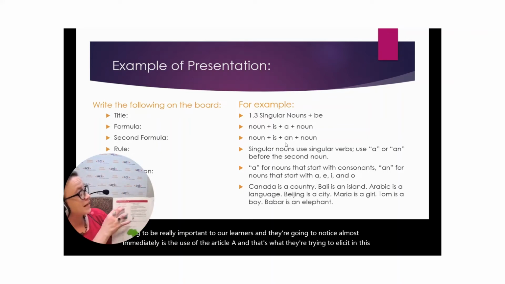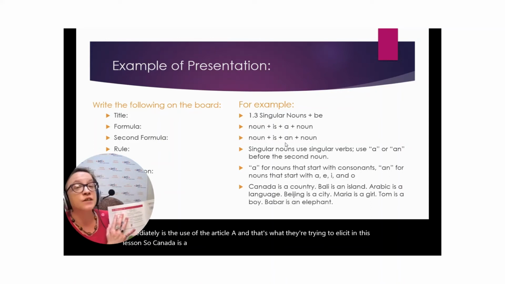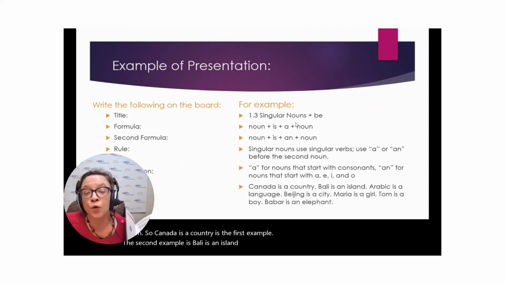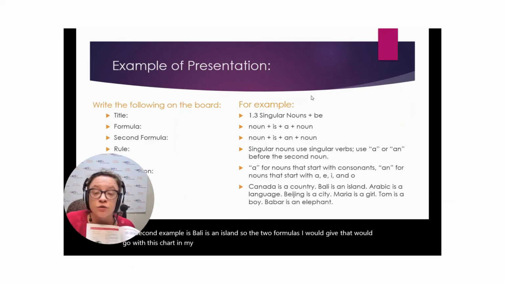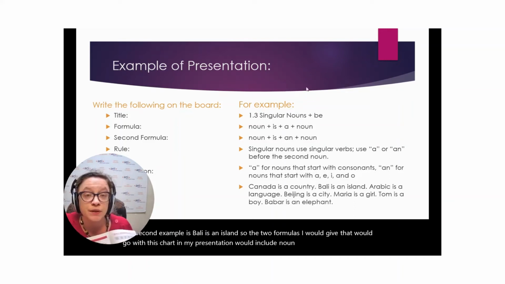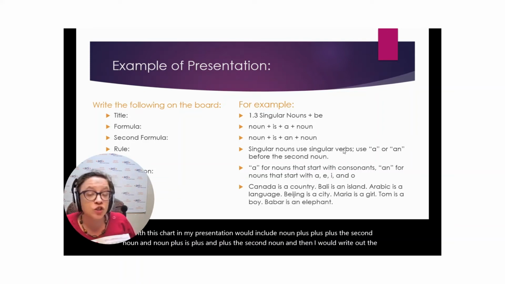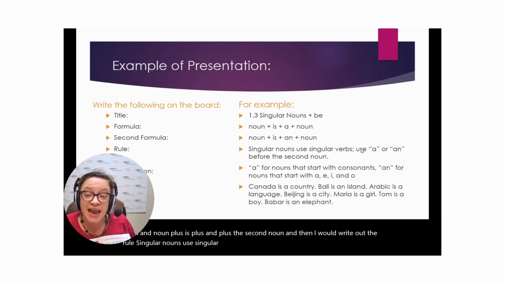So Canada is a country is the first example. The second example is Bali is an island. So the two formulas I would give that would go with this chart in my presentation would include noun plus is plus a plus the second noun, and noun plus is plus an plus the second noun. And then I would write out the rule. Singular nouns use singular verbs, use a or an before the second noun.